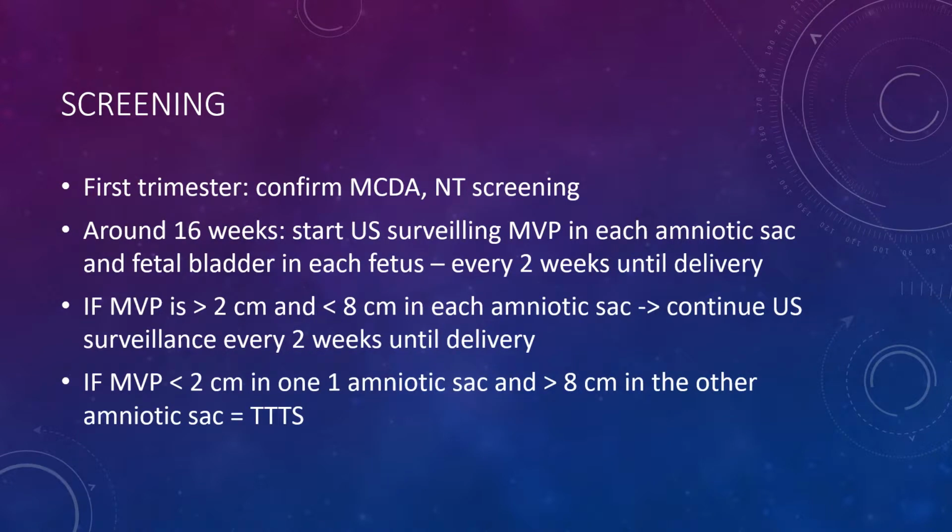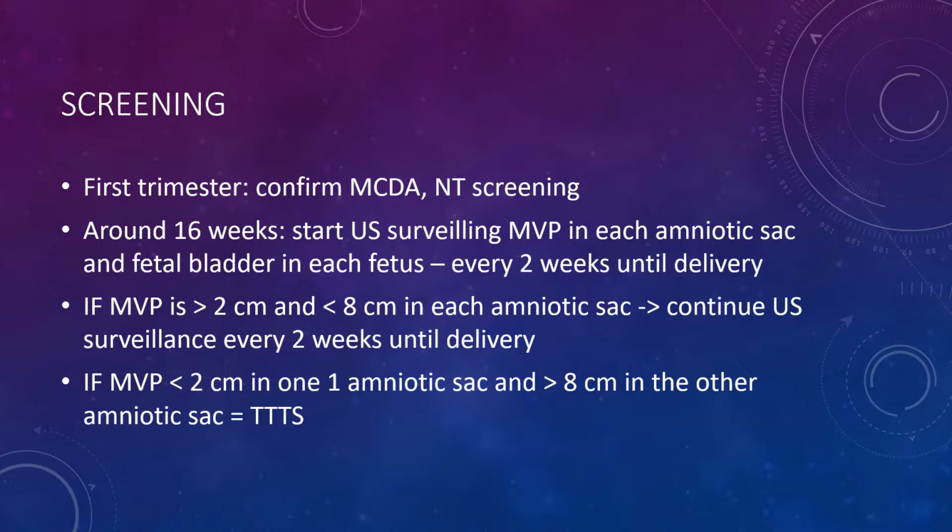So for screening in the first trimester, we're going to first confirm MCDA and do an NT screening. From what I can tell on this NT screening, it's just a normal pregnancy screening that every woman has, called a nuchal translucency screening, which measures the fluid on the back of the baby's neck. And it's been shown if you have an excess amount of fluid there, it's been linked to genetic abnormalities.